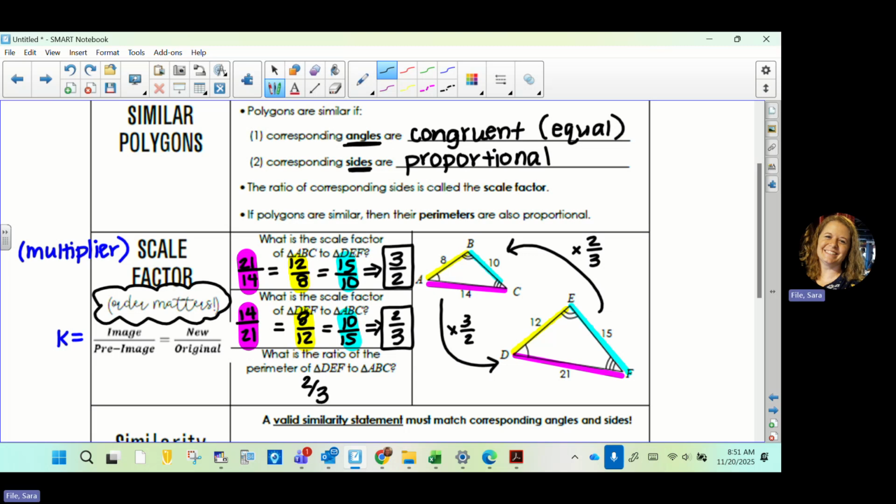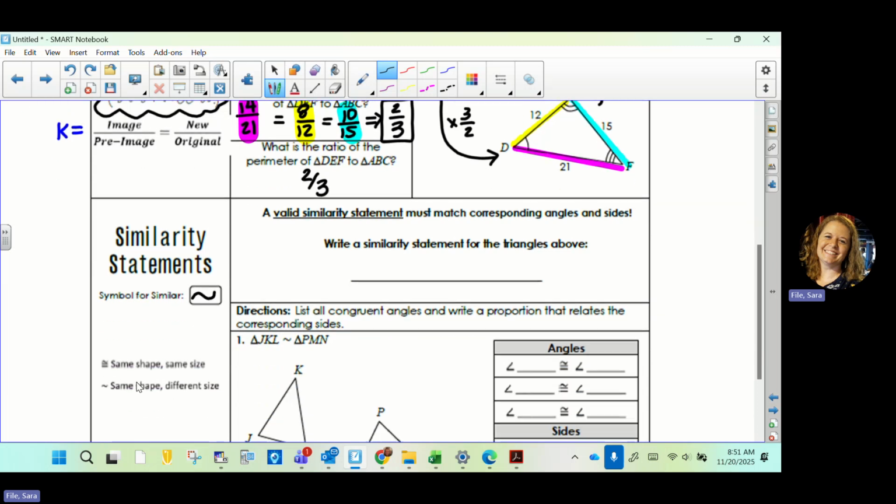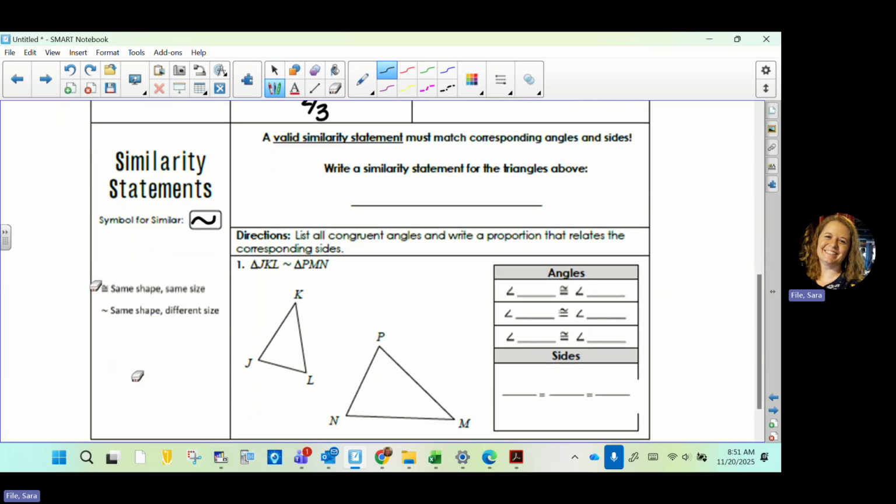Okay. Now, when we write a similarity statement, if we know that these images are similar, we use what's called a similarity statement. And the symbol for similar is just this little squiggle, a tilde on your keyboard. That little squiggle means similar in math. Remember I put the reminder here for the congruent symbol. That's same shape, same size. The similar symbol is same shape, but different size.